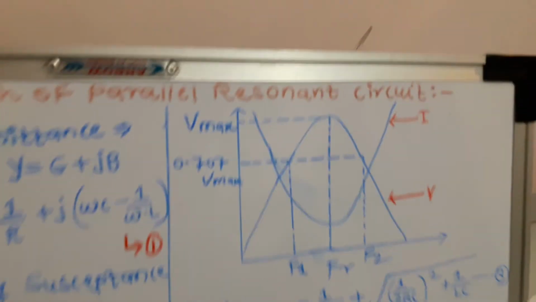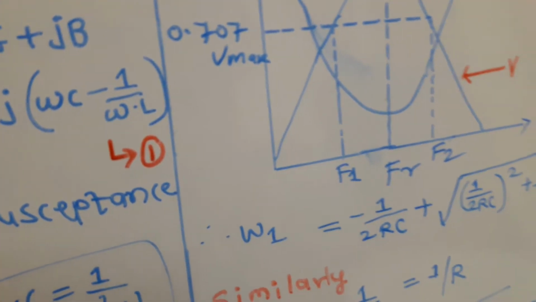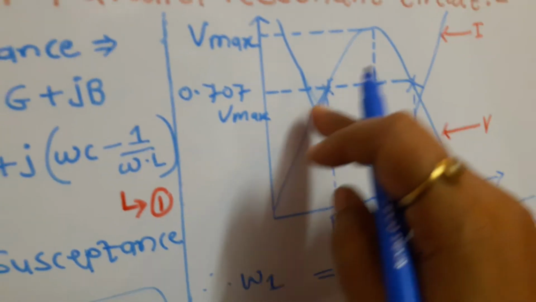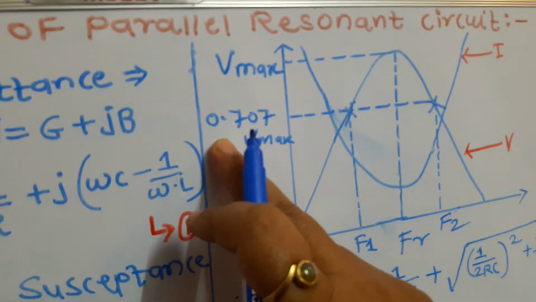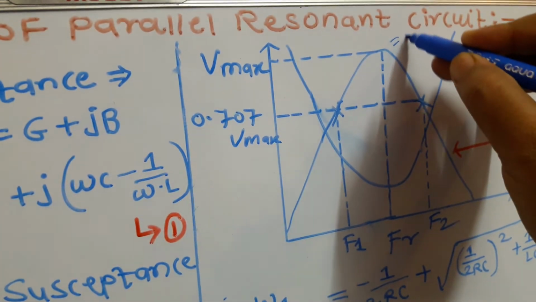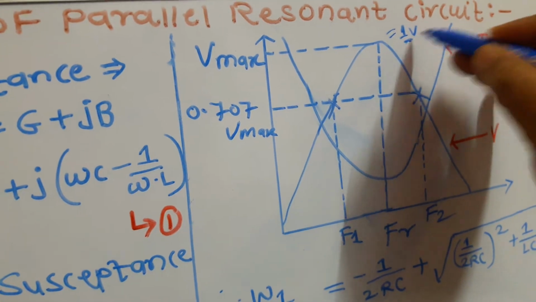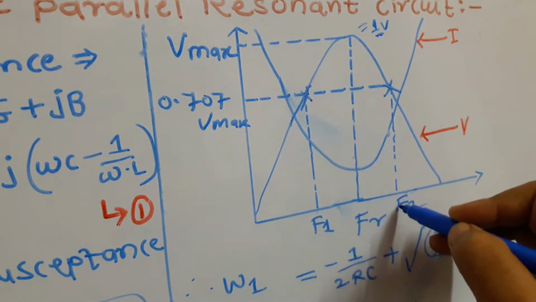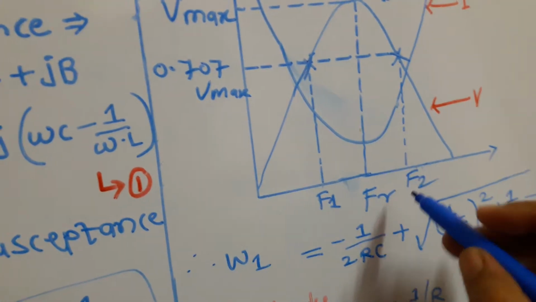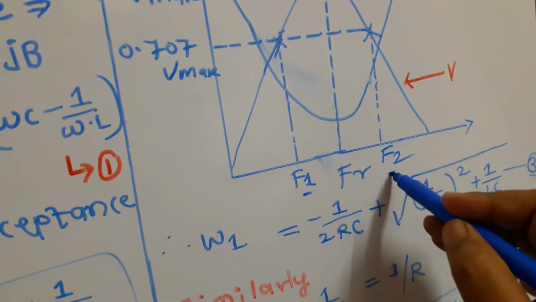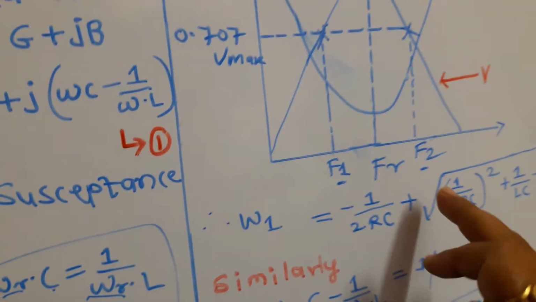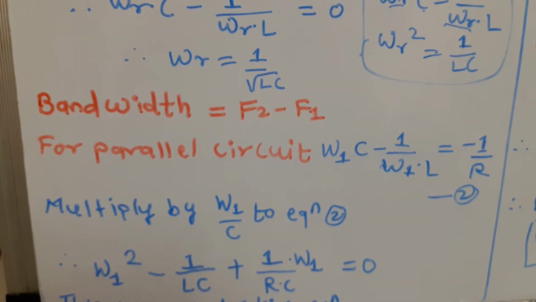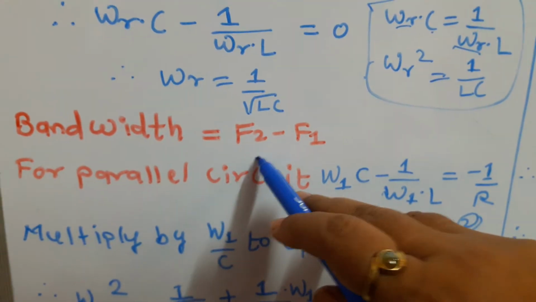Bandwidth is calculated from the half power points. At these 2 points, the voltage value will be 70% of its maximum value. Let us consider Vmax is equal to 1 volt. So 70% of this 1 volt will be 0.7. Whenever the voltage is 0.7, these points are marked and extended onto the frequency axis. This frequency is marked as F1 and this frequency is marked as F2. The difference of F2 and F1 is called the bandwidth. We had seen this for the series resonant circuit. So the bandwidth formula is F2 minus F1.